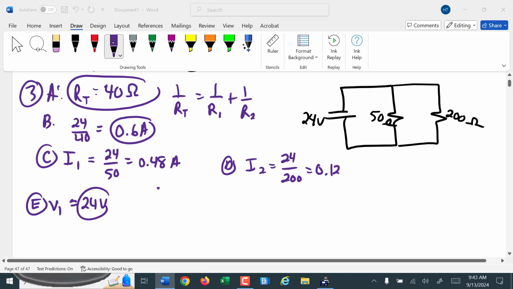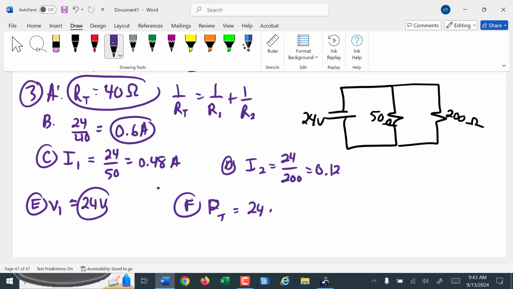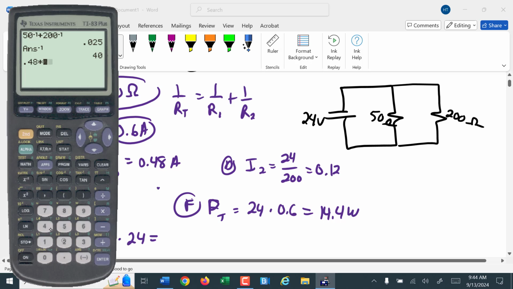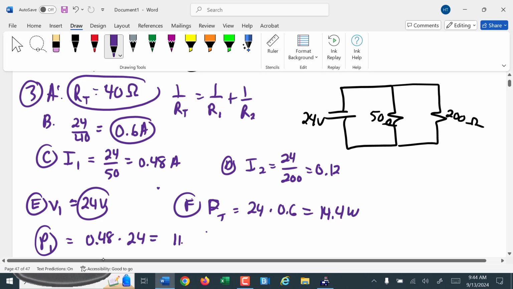Power, total power here, power total, is total voltage 24 volts times total current of 0.6, 14.4. And finally, power across resistor 1. Well, that's going to be the current across resistor 1, 0.48, times the voltage across resistor 1, 24. What's that give us? 11.52? Okay.